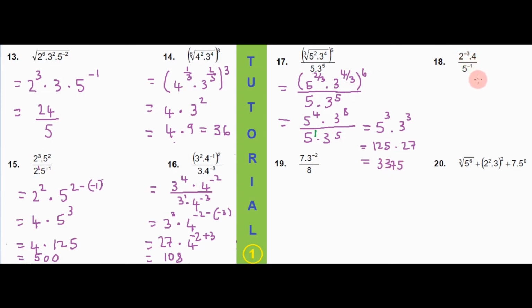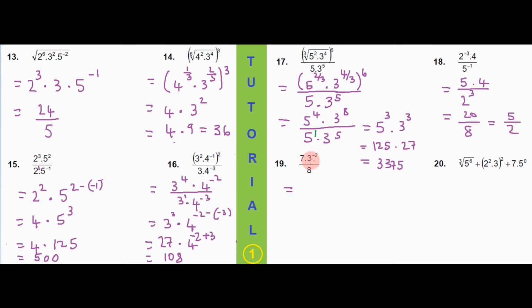In number 18 here, we can take the 2 to the negative 3 into the denominator as 2 to the positive 3, and 5 to the negative 1 into the numerator as 5 to the positive 1, or just 5. So then we get 20 over 8, and simplifying this, 4 into 20 five times, and into 8 twice.